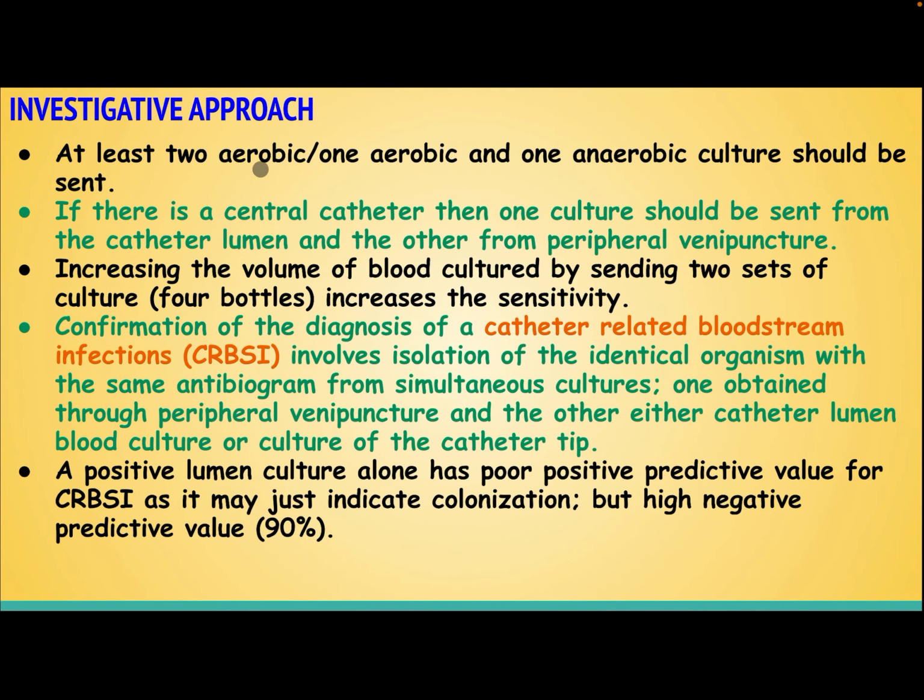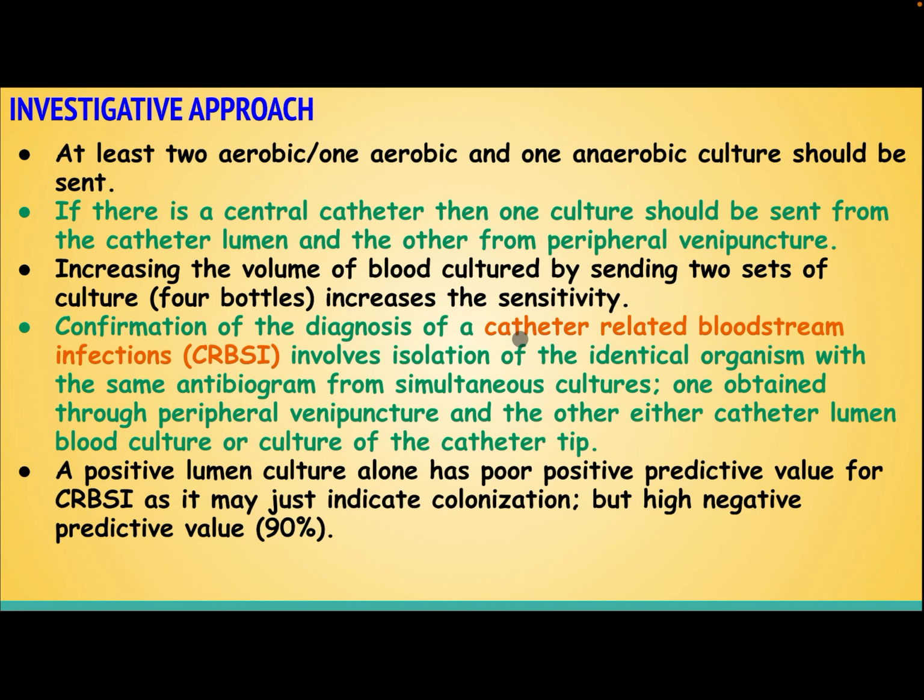At least 2 cultures should be sent, 1 aerobic and 1 anaerobic. If there is a central catheter, then 1 culture should be sent from the catheter lumen and the other from the peripheral venipuncture. Increasing the volume of blood culture by sending 2 sets of cultures, 4 bottles, increases the sensitivity.